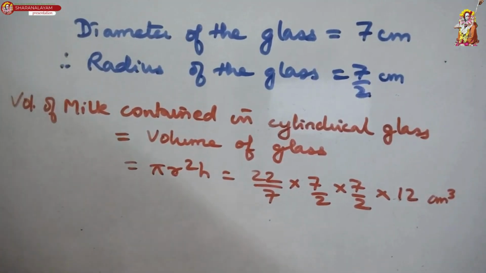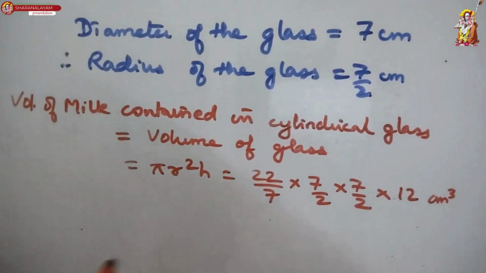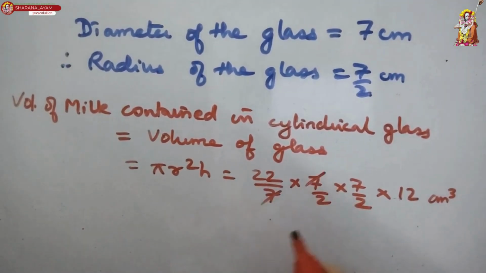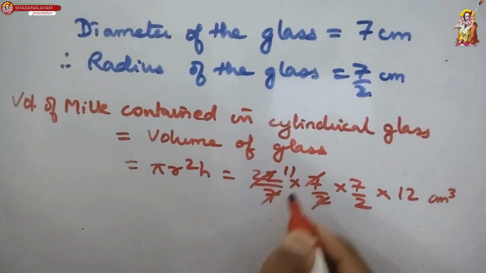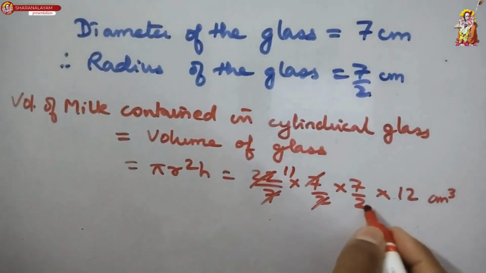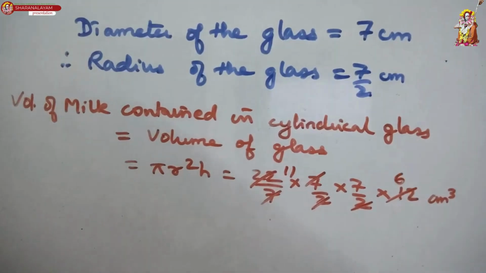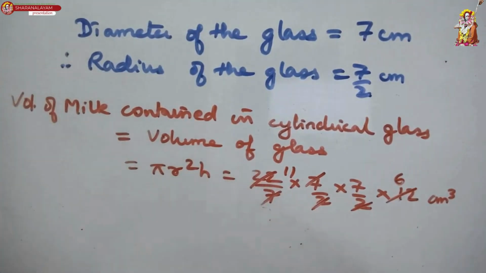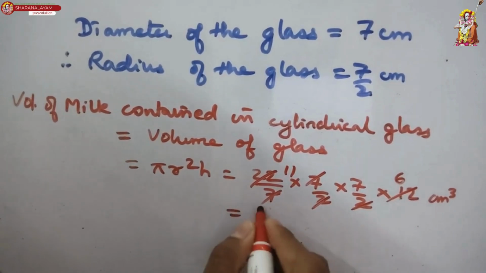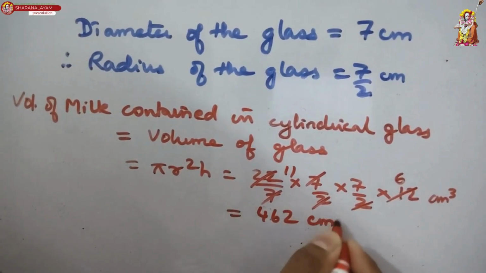So using that value, we get the volume as, see, this 7 gets cancelled, 11 into 7 into 6, that is 11 into 42. That gives you 462 centimeter cube.